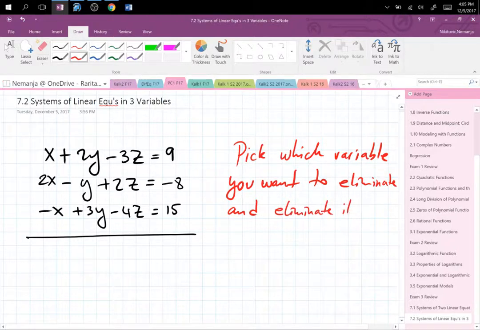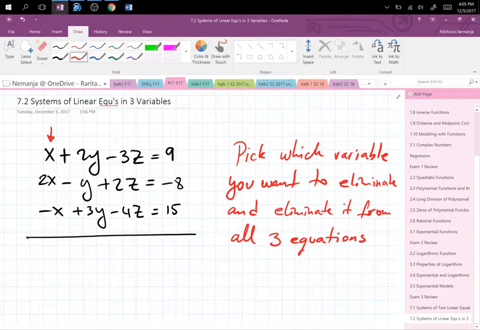Eliminate it from all 3 equations. So say I pick x. That means that I will have to eliminate x in all 3 equations. And I can only do that 2 equations at a time.